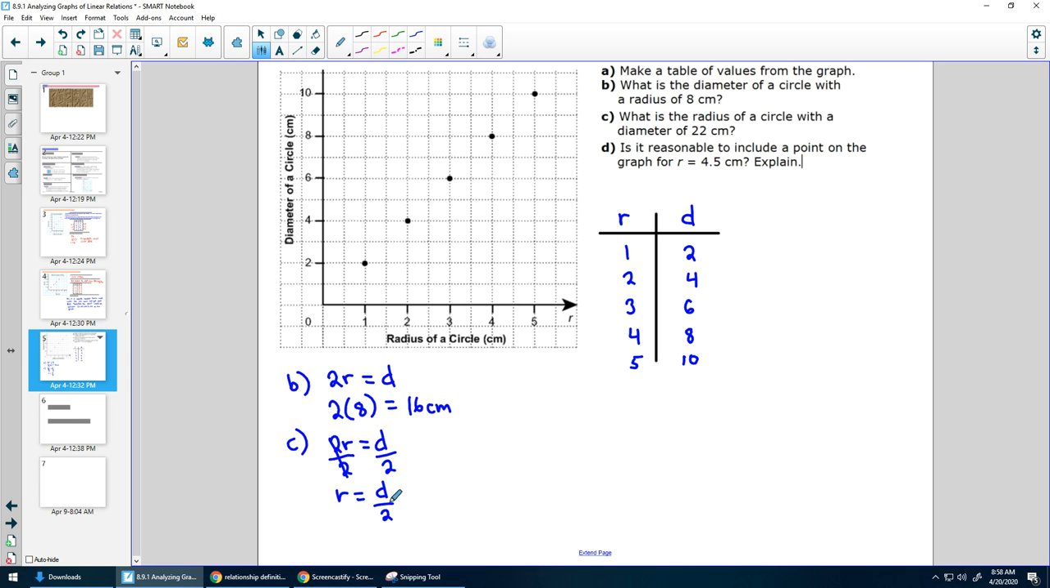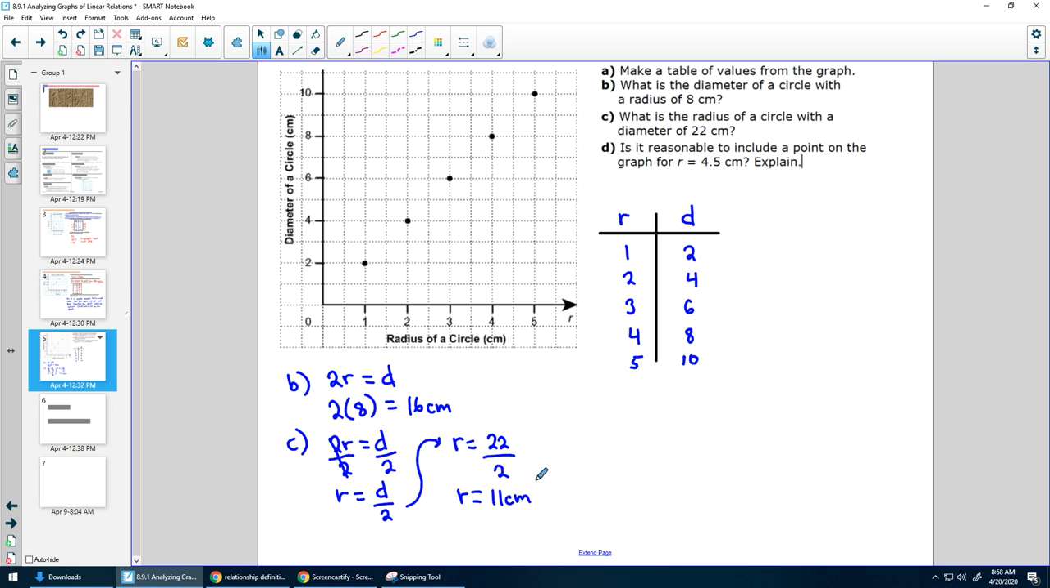So now we can show our substitution. I'm just running out of space, so we'll do this. So I know that r is going to be equal to, well, it's asking if we have a diameter of 22. My radius is going to be 22 divided by 2, 11 centimeters.